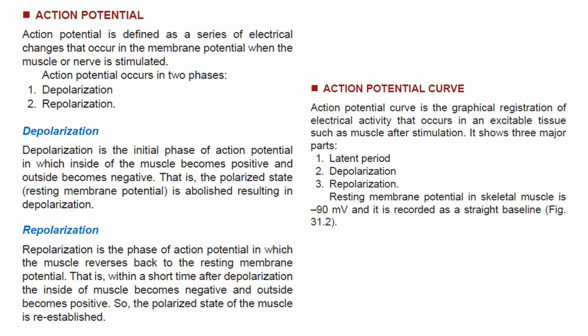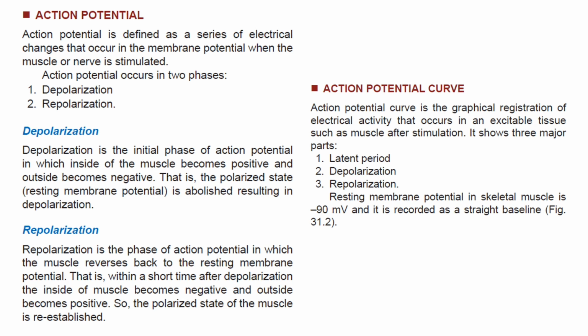Repolarization, on the other hand, is the recovery phase where the membrane potential returns to its resting state. During this phase, the inside of the cell becomes negative again and the outside becomes positive. It reestablishes the polarized state. This is achieved by the movement of potassium out of the cell. And the action potential curve represents the graphical representation of electrical activity in excitable tissue following stimulation.